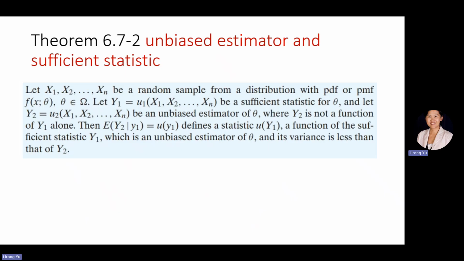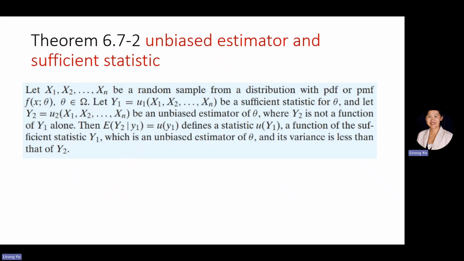Another thing is the relation between the unbiased estimator and the sufficient statistic. An unbiased estimator is one where the expectation of the statistic equals the parameter. So we certainly wish that any estimator we're using is unbiased. Now here we have a result: suppose you have a density function where y1 is a sufficient statistic and y2 is an unbiased estimator. So maybe we can find a way to combine these two properties and make it better. So what do we do?